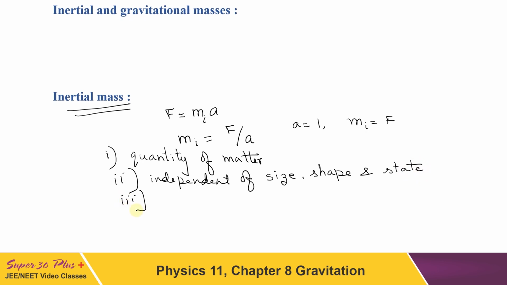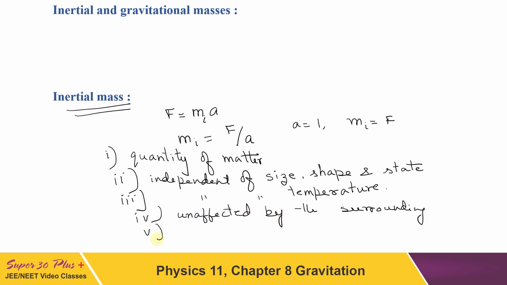The third property is that the inertial mass of a body does not depend on temperature. So it is independent of temperature as well. When temperature changes, of course its length, volume, and area may change, even density will change, but mass will not change with change in temperature. The fourth is that inertial mass is not affected by the presence or absence of any other body. So it is unaffected by the surrounding.